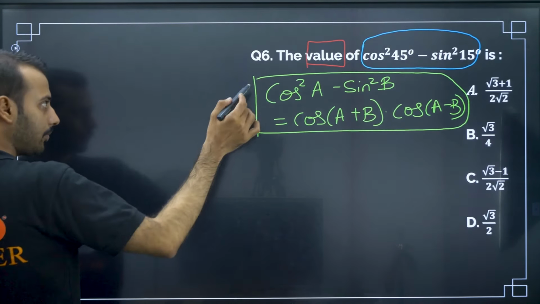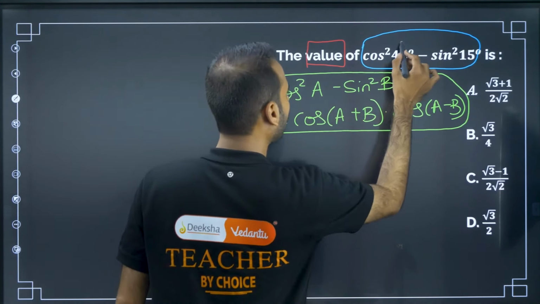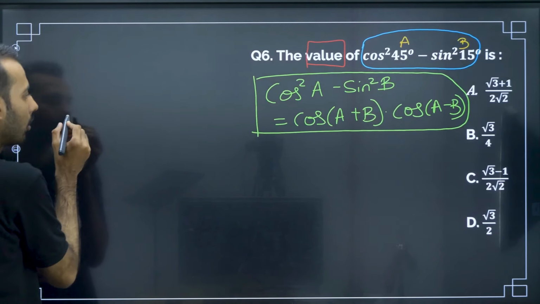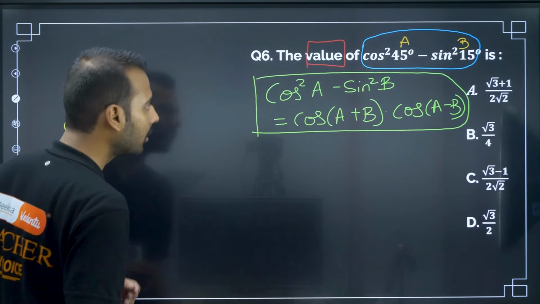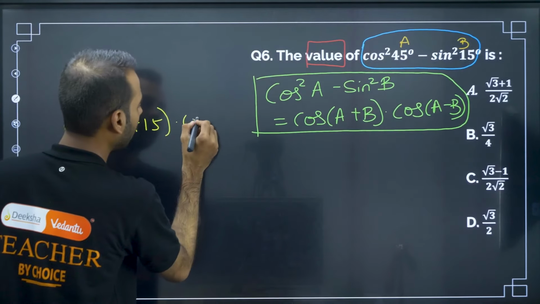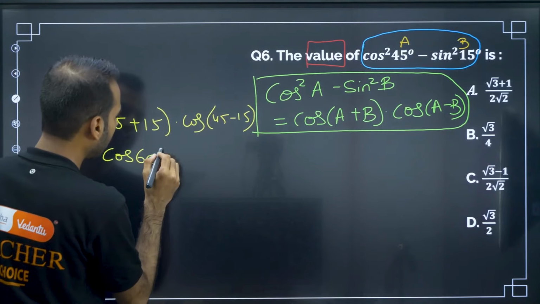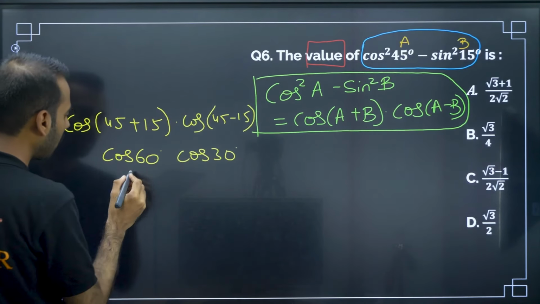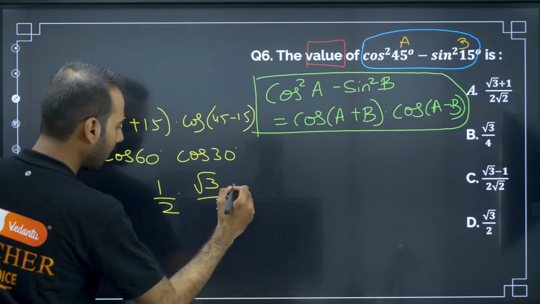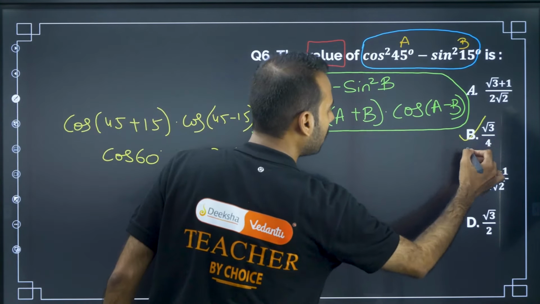So in place of a we have 45, in place of b we have 15. So cos of a plus b means cos of 45 plus 15, and cos of a minus b is 45 minus 15, so cos 60 dot cos 30. Cos 30 is root 3 by 2, cos 60 is 1 by 2, so this is root 3 by 4. Is there any such option like root 3 by 4? Yes, B is the answer for this.